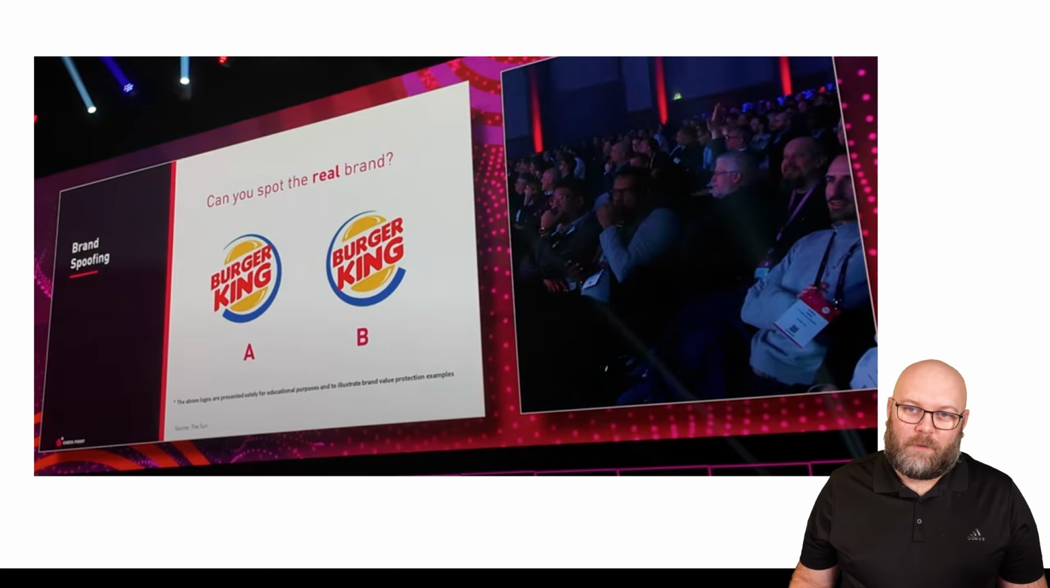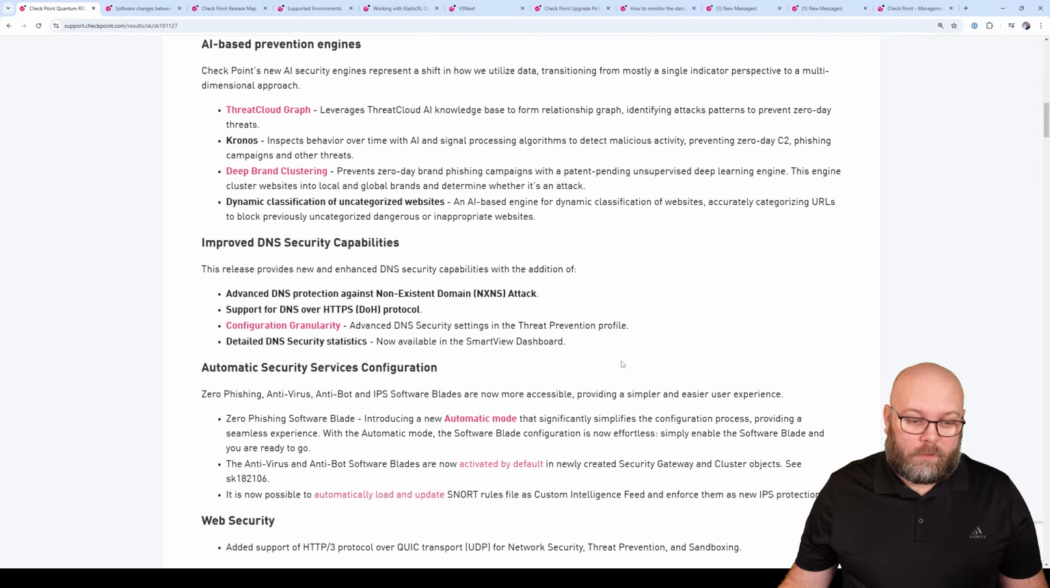So this is a picture I took from the presentation at CPX, which really highlights how hard it is to see the difference, or how hard it is to see the real logo, how hard it is to notice: is this a phishing website or is this the real website? And it was hard to recognize different logos from different companies, and this is something that AI can really help you with. And then there are, of course, some new DNS security features and some automatic security service configuration.